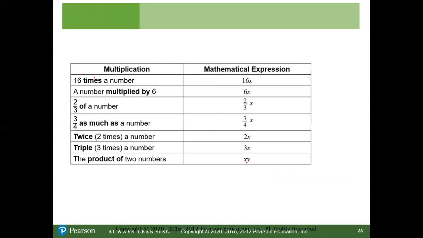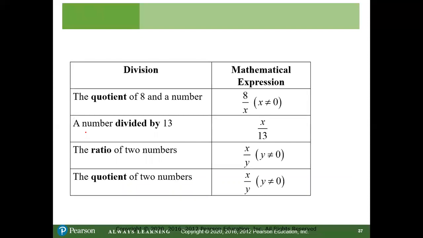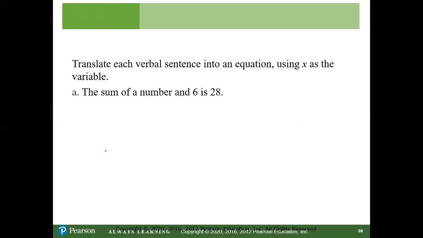So just be on the lookout when it comes to less than, you got to switch the order. Multiplication, the big one here is product. That's our key word for multiplication. Again, most of you know that if I say multiply, times tables, right? Twice is multiplication by 2, triple is multiplication by 3. And then quotient, that's the big buzzword for division. If I tell you to divide, you're going to divide. Quotient and ratios are division as well.